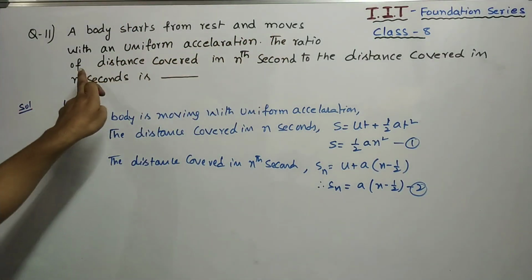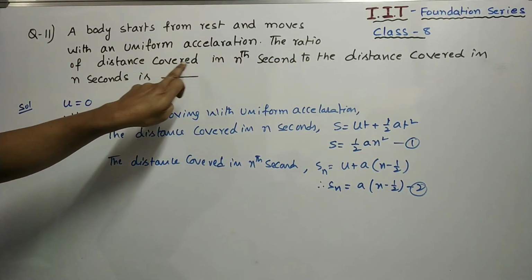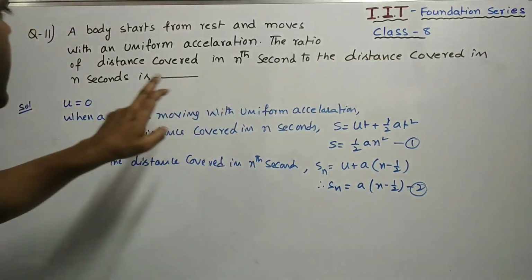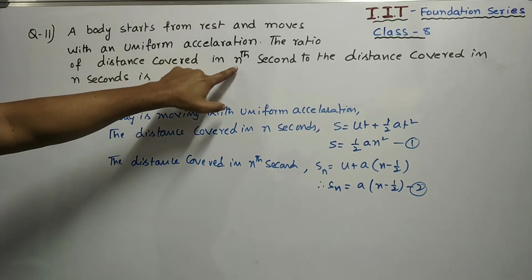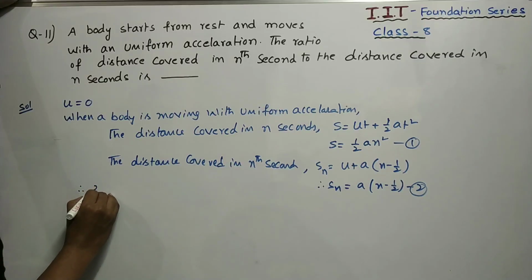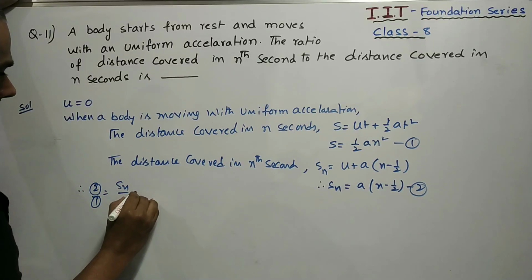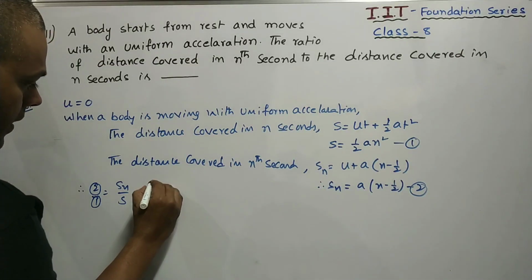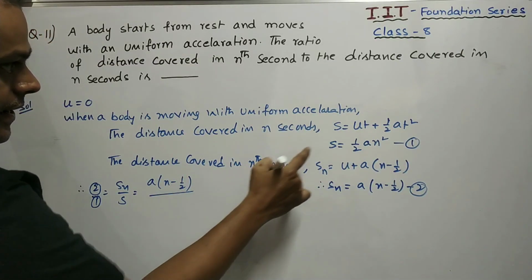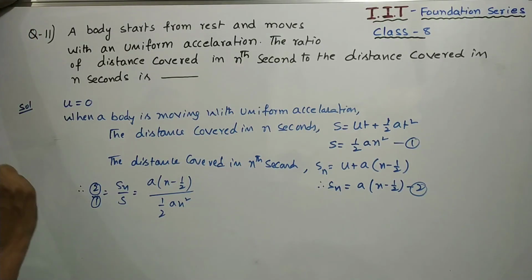The ratio of distance covered in the nth second to the distance covered in n seconds. Distance covered in the nth second is equal to what? It implies, doing S_n by S. S_n is equal to what? a into (n minus half), and S is equal to half into a into n square, isn't it?